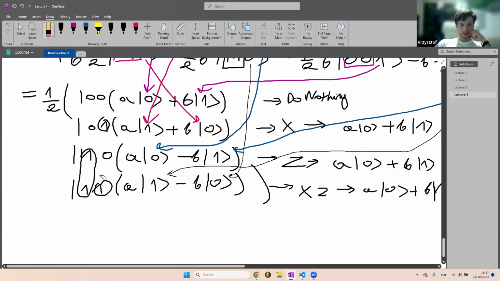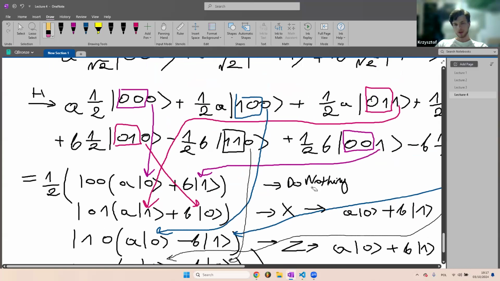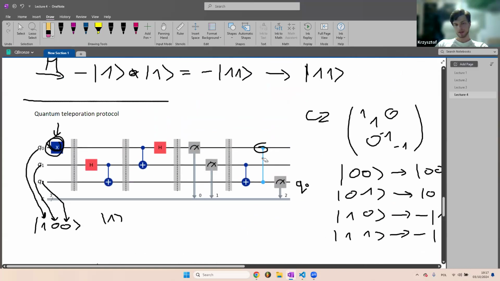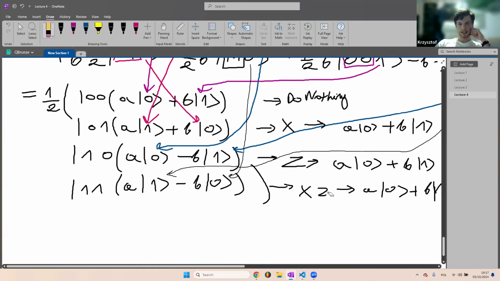Yeah, so once again, depending on the measurement of the first and second qubit, we apply different combinations of X and Z gates, but we can also call them control gates, because you can see that the Z gate is activated when the first bit is 1, and here the X gate is activated when the second bit is 1.